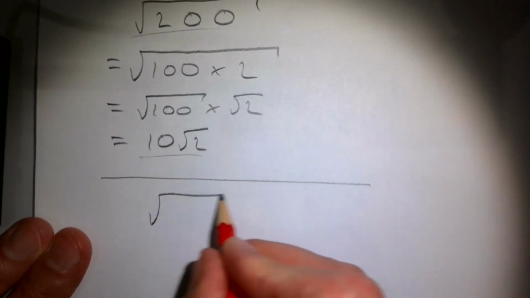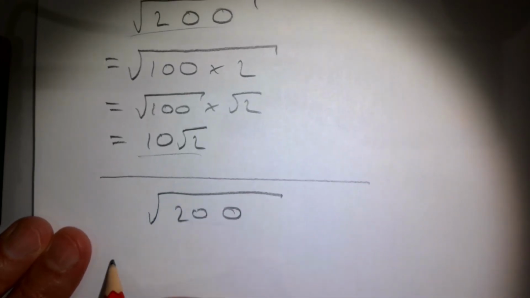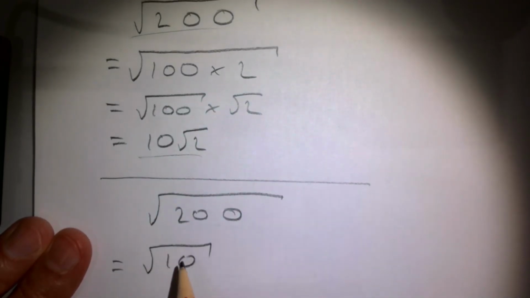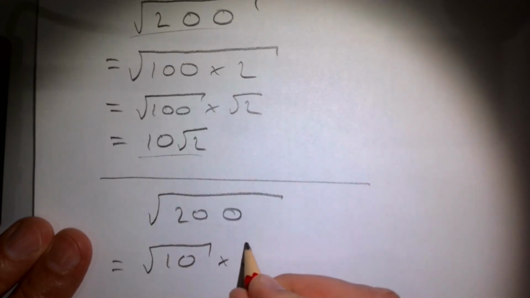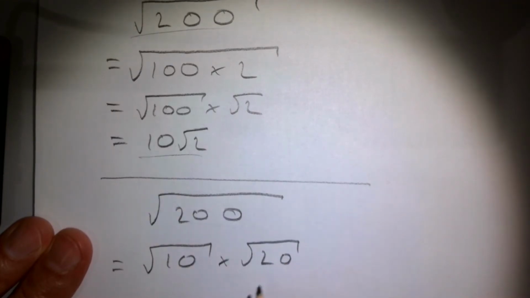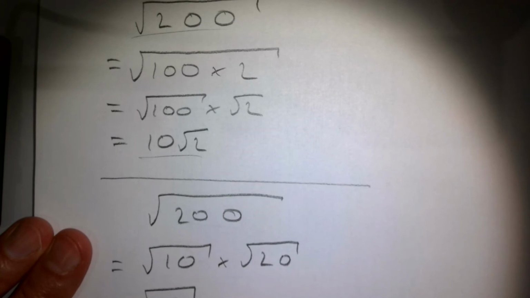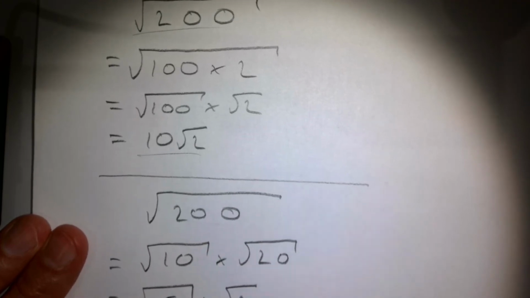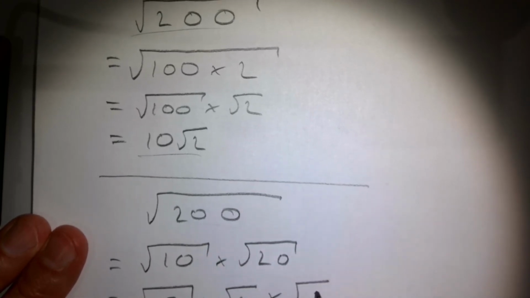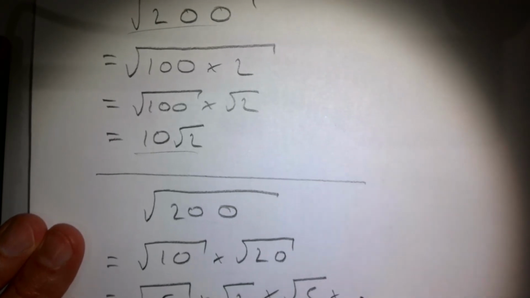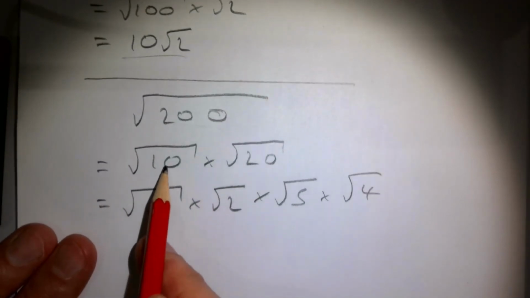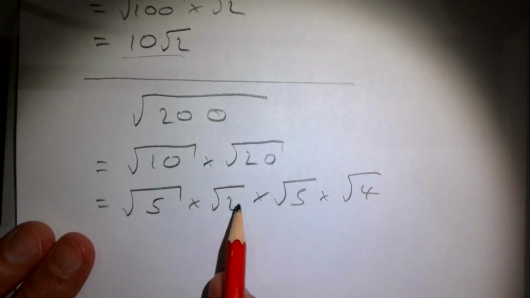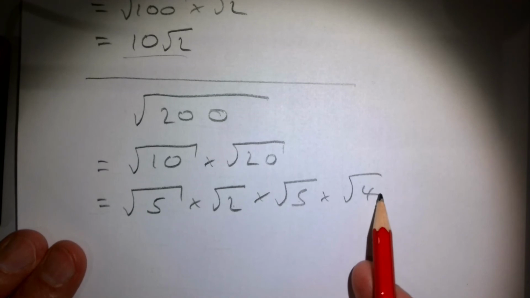So let's try the square root of 200 with two other factors of 200. The square root of 10 times the square root of 20. 10 times 20 definitely gives us that. This is going to be messy. That's the same as the square root of 5 times the square root of 2 times the square root of 5 times the square root of 4. So I split my 10 up into a 5 and a 2. I split my 20 up into a 5 and a 4.